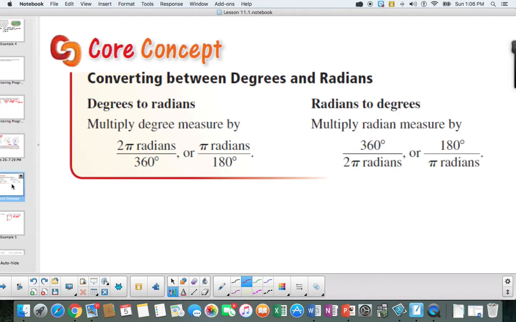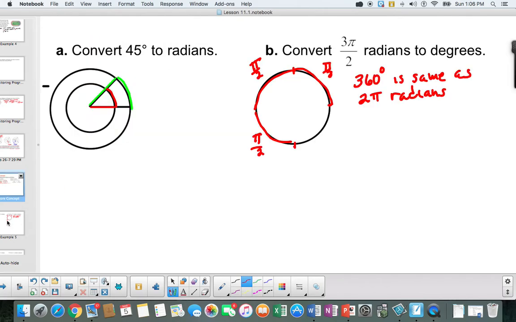All right, let's take a look at converting between degrees and radians. It's really a scale factor. Okay, so pi radians is 180 degrees. That's because 2 pi, the entire circle, is the same as 360. So if you reduce by 2, we use this as our conversion factor. Let's go ahead and do this problem. We want to convert 45 degrees to radians.